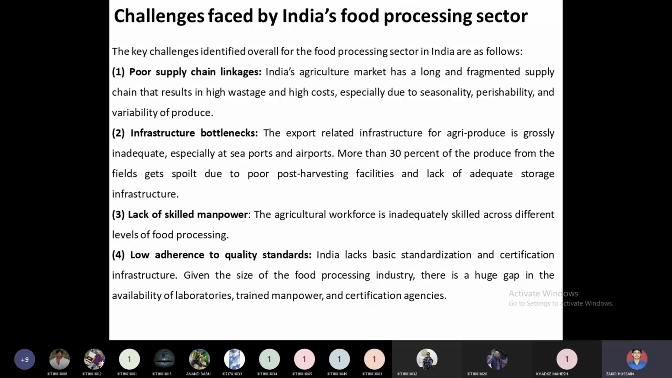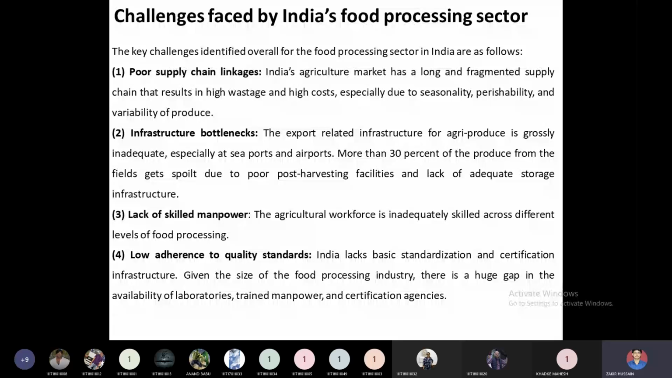Due to the unavailability of skilled manpower, a lot of food processing industries are employing low skilled workers or laborers. So you can concentrate on this field also. The agricultural workforce is inadequately skilled across different levels of food processing, and because of this lack of skills, they are employing low skilled persons in their food processing industries.